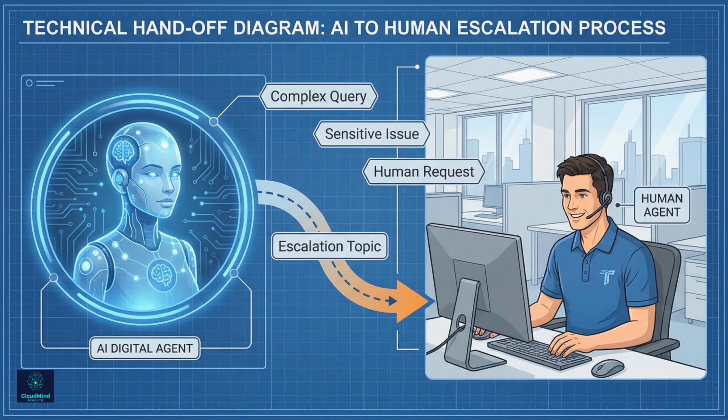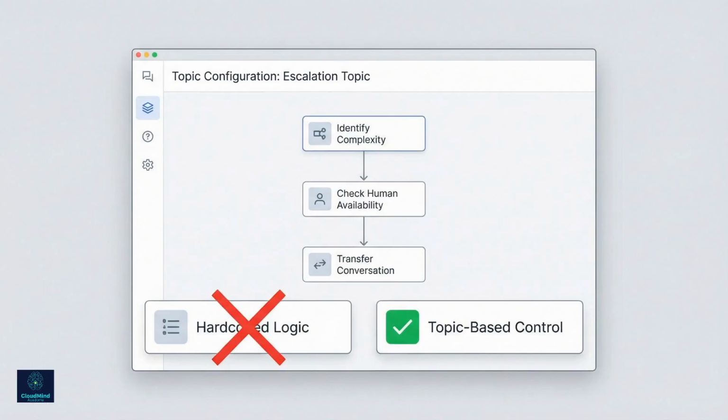Escalation to a human. Salesforce also expects you to know how agents hand off to people. When a conversation becomes too complex, too sensitive, or the user asks for a human, the agent doesn't just stop. It launches the Escalation Topic. That topic controls how the transfer happens, where the conversation goes, what instructions apply. And this is important. Escalation is handled by a topic, not hard-coded logic. If the exam mentions escalation behavior, think topics and Omni-Channel flows.